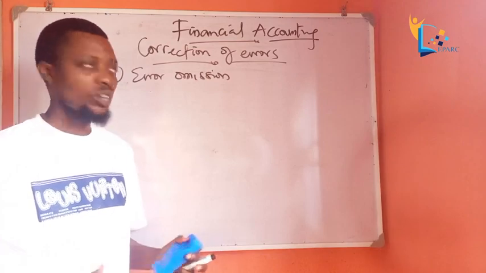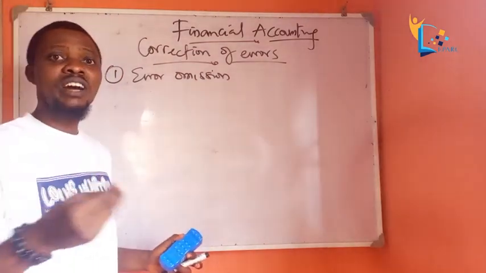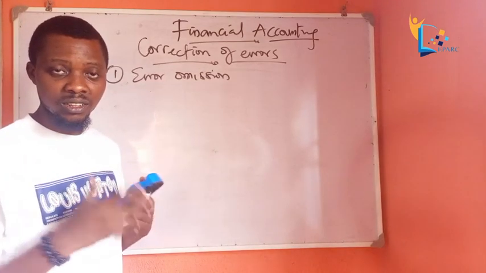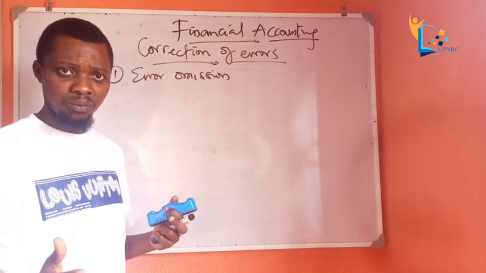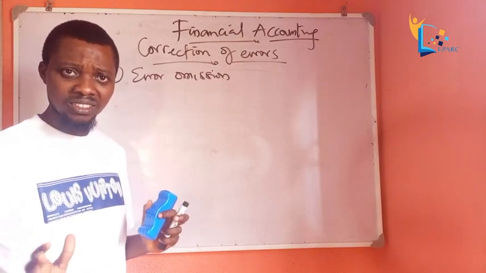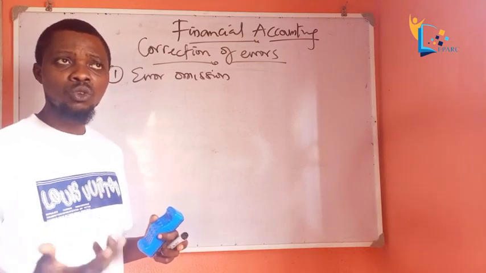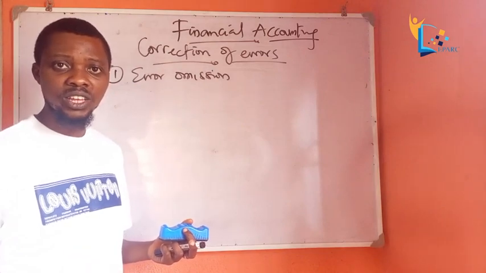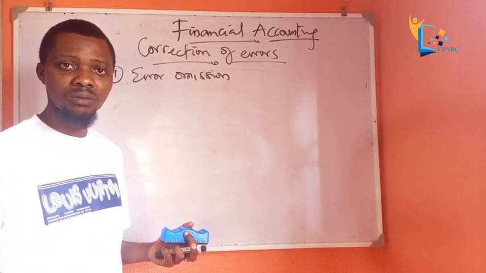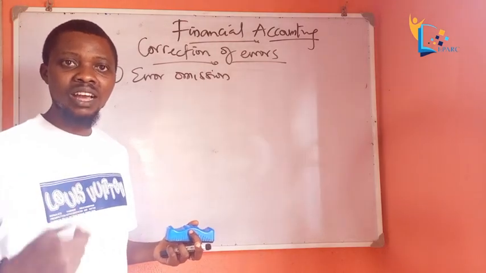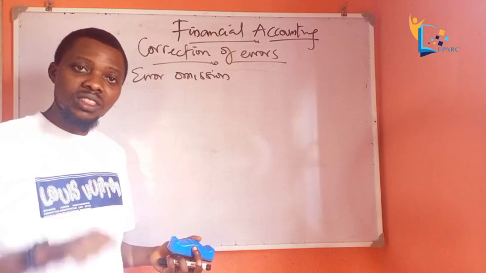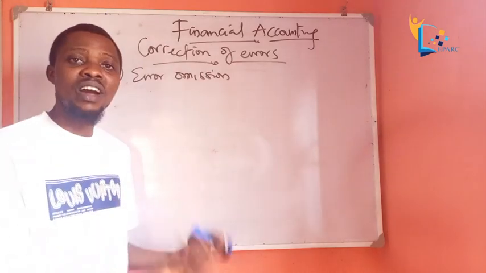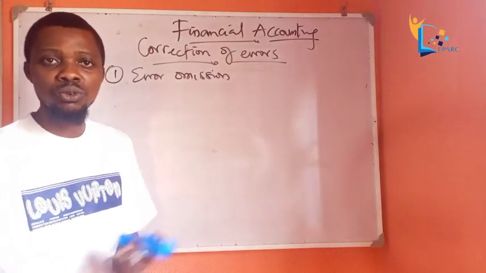Are we together? So that is error of omission, when you cannot find a transaction in the books. I don't know if you understand it. For instance, if I sell goods worth 1,000 naira to a customer and I issue him an invoice, a receipt, and that receipt I somehow misplaced it, that 1,000 naira you will not be able to find anywhere in the books, because I can't find the receipt so that I can enter it into the books.